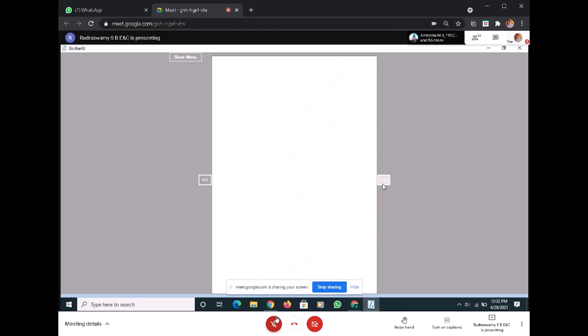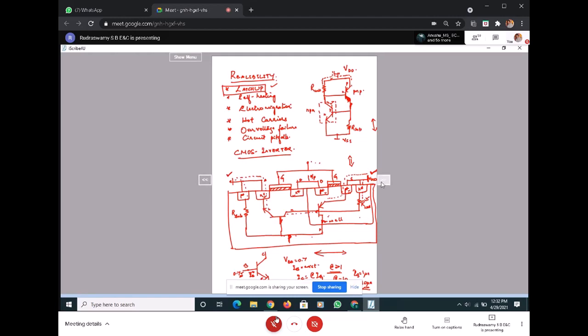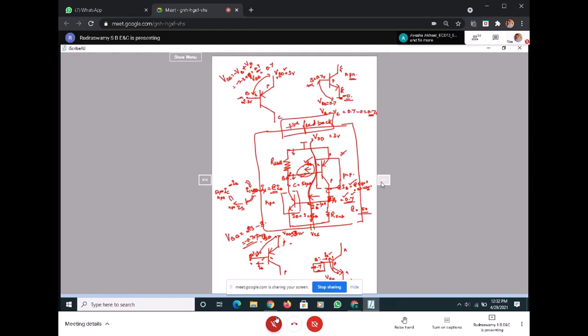So I have to minimize or overcome this latch-up problem. I don't want this latch-up to happen here. I should ensure that the latch-up is overcome. So now, how to overcome this latch-up problem?